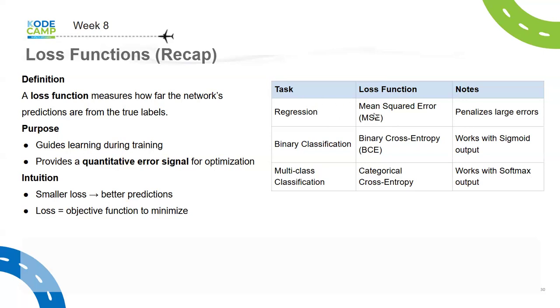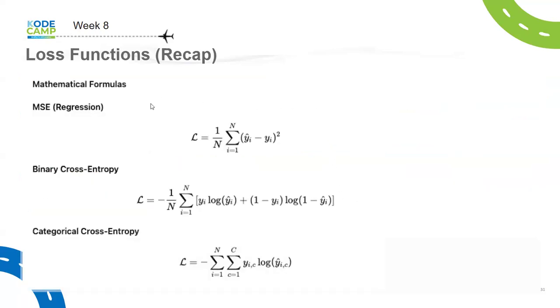Regression tasks would use mean square error, which penalizes large errors and outliers. We've gone through this already. For binary classification, you use binary cross entropy, BCE. This works with a sigmoid curve as the output. For multi-class classification, use categorical cross entropy, which works with a softmax output. And then these are the equations. We've already seen this again.